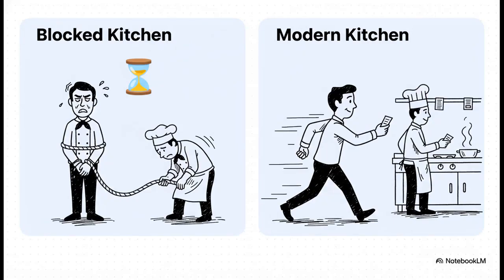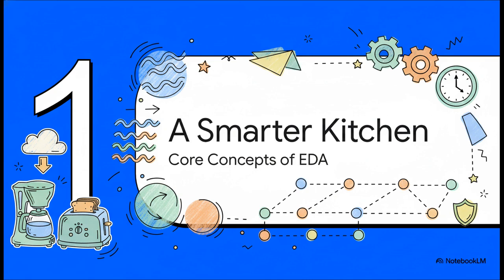To really get this, let's imagine a busy restaurant kitchen. Now, on the left, you've got a waiter who takes an order and then just stands there, totally blocked, waiting for the chef to finish the dish. But on the right, in a modern, efficient kitchen, the waiter just drops off a ticket on the rail and is immediately free to go serve other customers. That one simple change, well, it makes all the difference. That smarter kitchen is the perfect way to understand the core ideas behind event-driven architecture. It's all about working asynchronously to make everything faster, more efficient, and way more resilient.